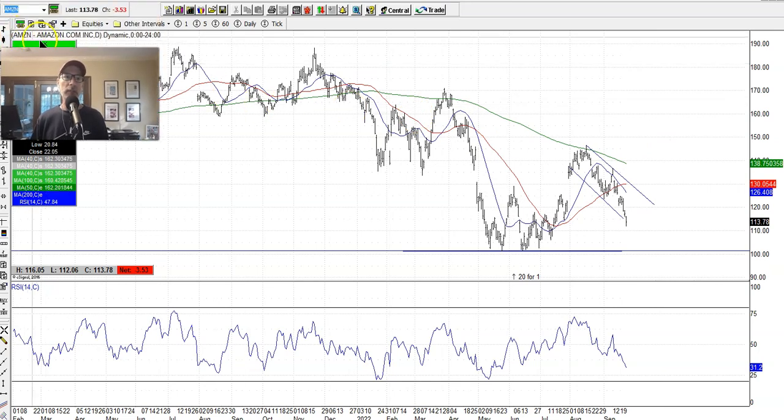Once again, this is Amazon. Here's the symbol here. Let's look at some other stocks, some big names. We can look at Google.